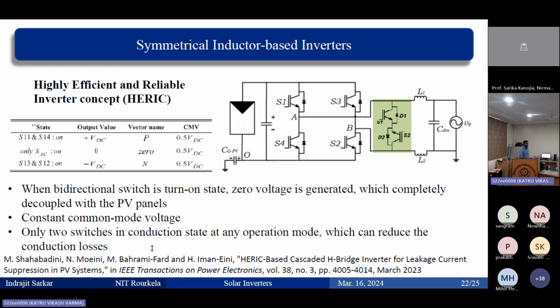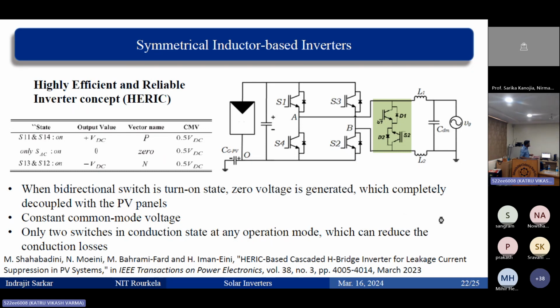So Herrick topology. There are n number of topologies available, and also extended versions of these topologies are available. Transformerless topologies have been extensively researched over the last few decades in order to make this inverter topology more suitable for practical application, so that we can reduce the common mode leakage current. That is why I explained this.